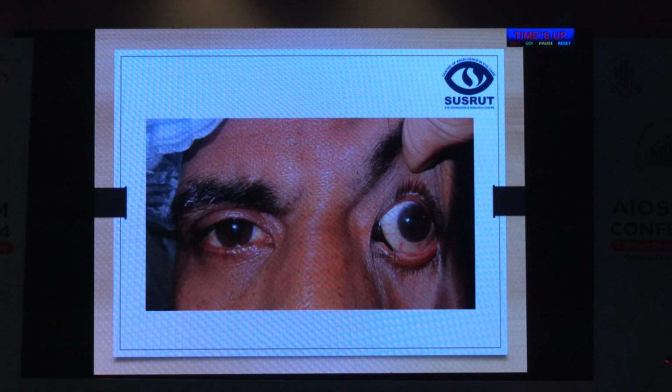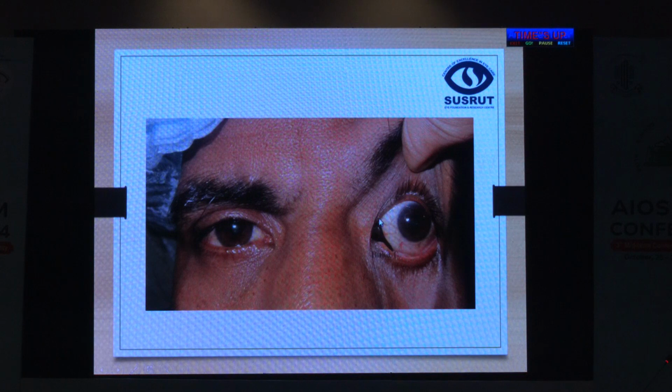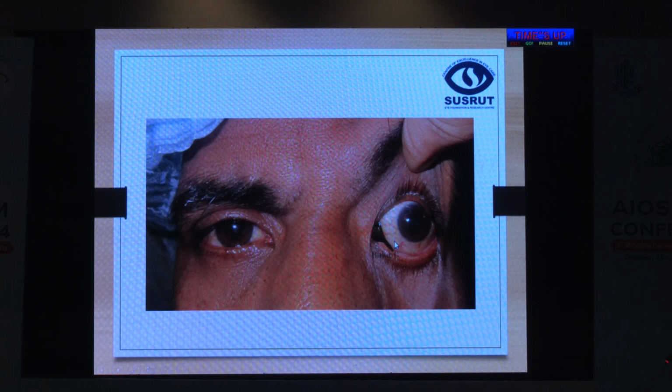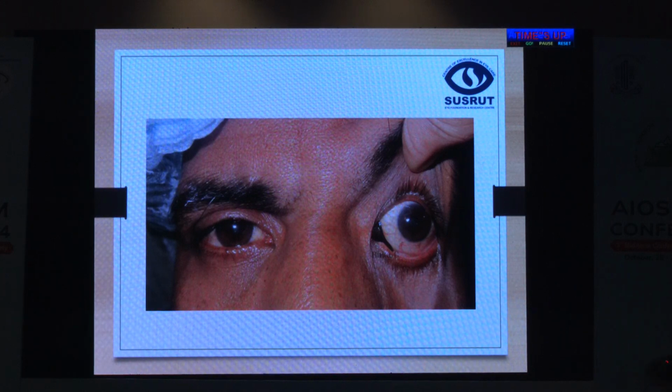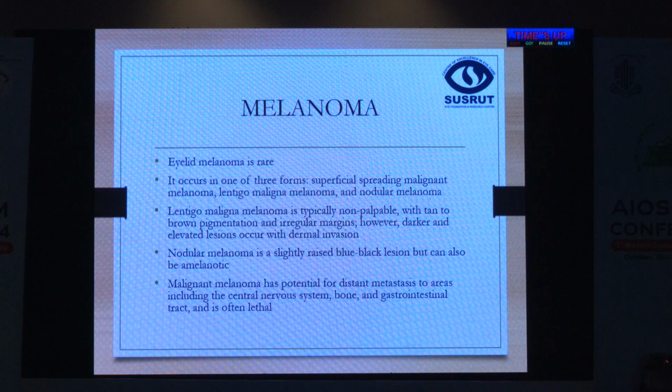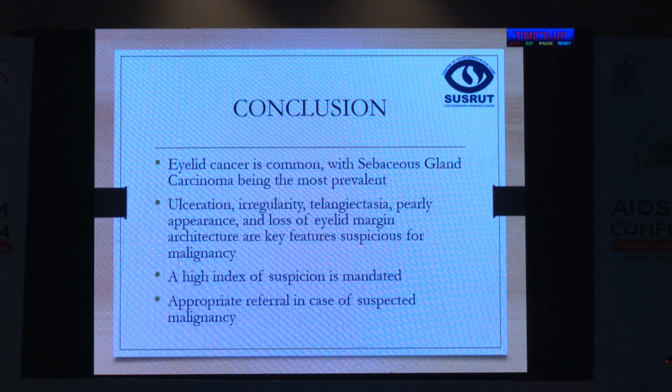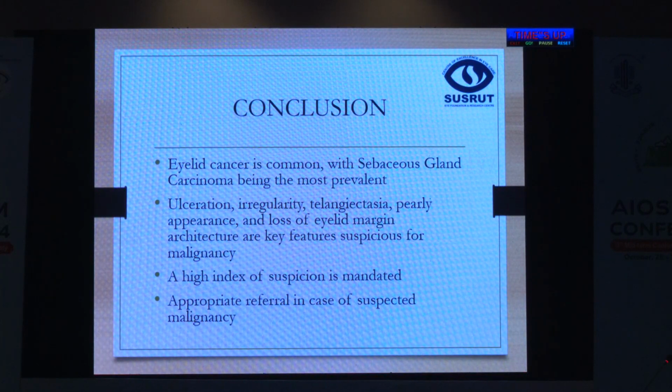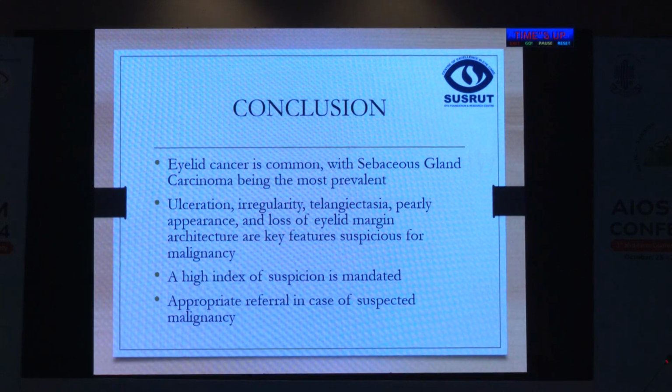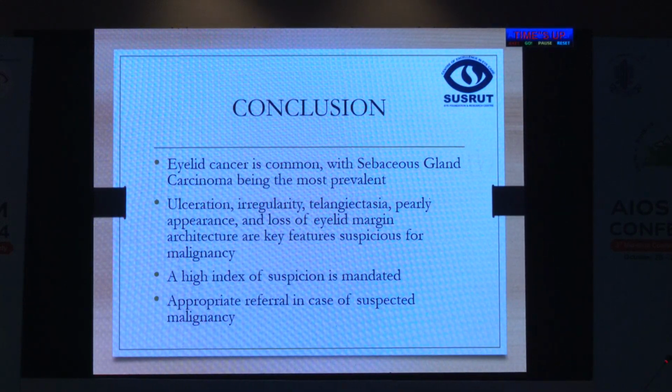But last but not the least, I'd like to show you a pigmented lesion in the conjunctiva extending into the eyelid. It was a case of simultaneous eyelid and conjunctival melanoma, contiguous. So to conclude, eyelid cancer is common, with sebaceous gland carcinoma being the most prevalent in the Indian subcontinent, and a high index of suspicion is mandated. Appropriate referral in cases of suspected malignancy by general ophthalmologists to more specialized persons. Thank you.